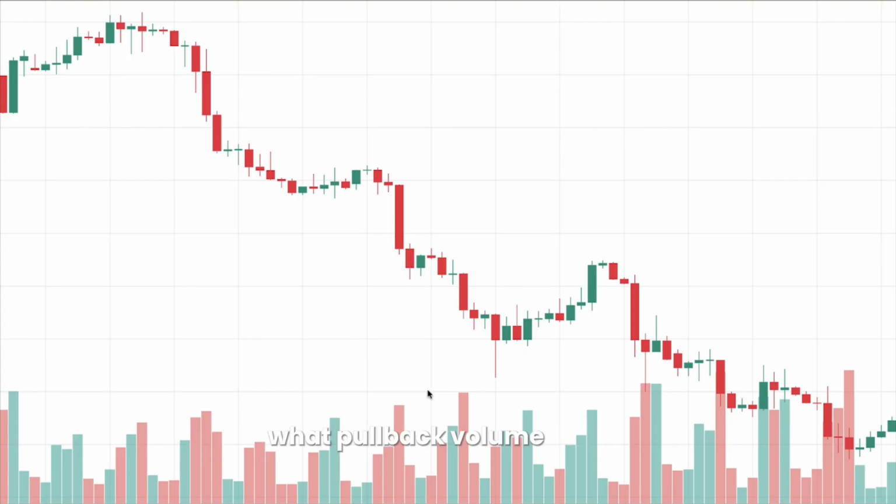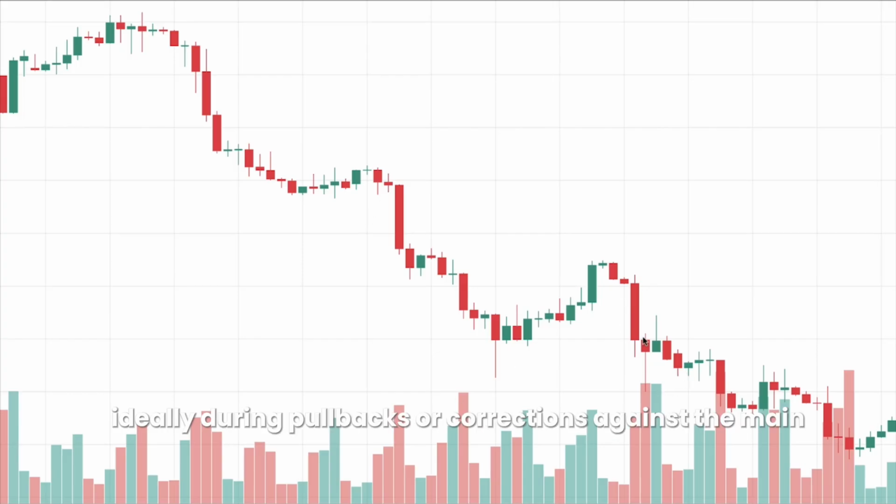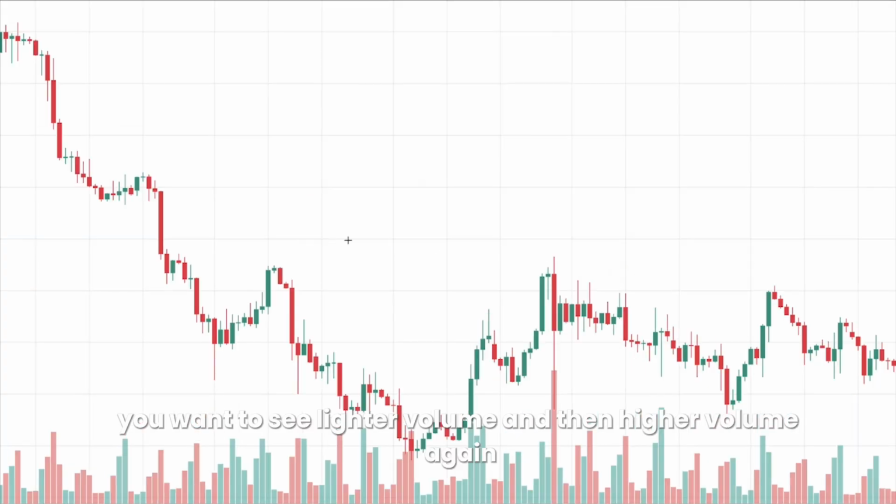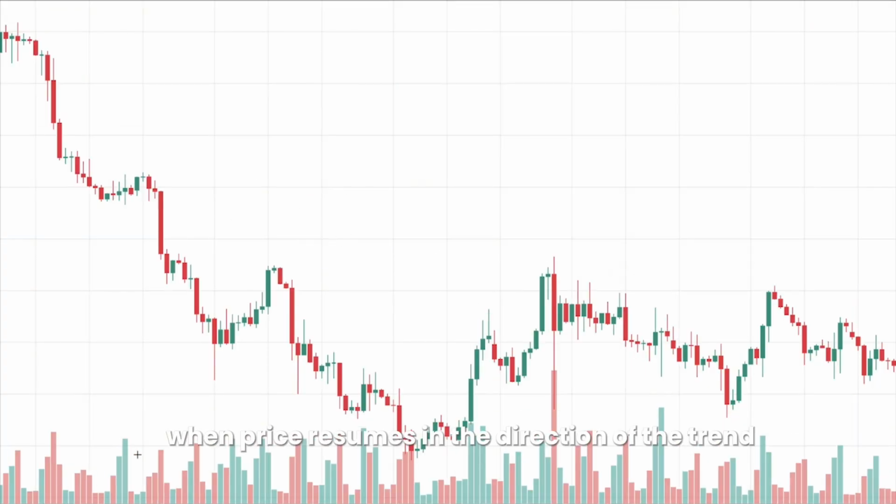What pullback volume tells you. Ideally, during pullbacks or corrections against the main trend, you want to see lighter volume and then higher volume again when price resumes in the direction of the trend.